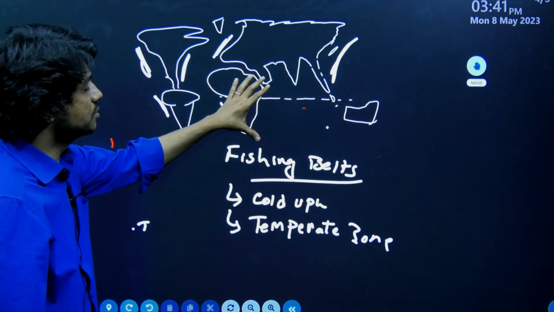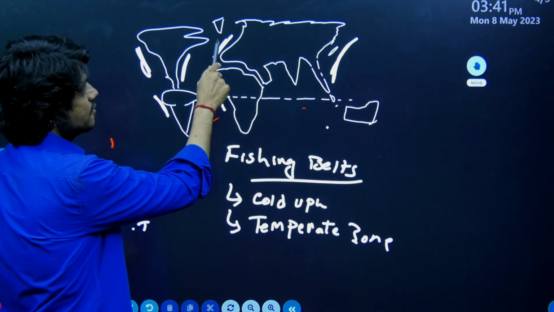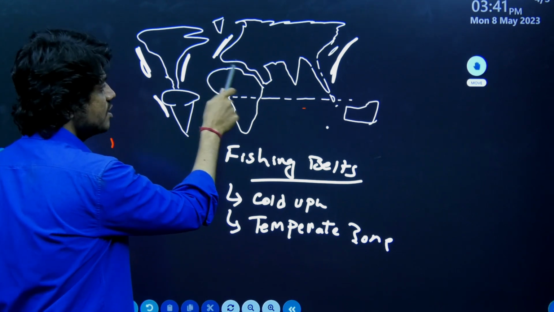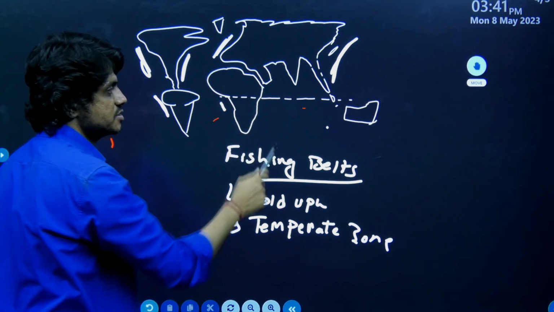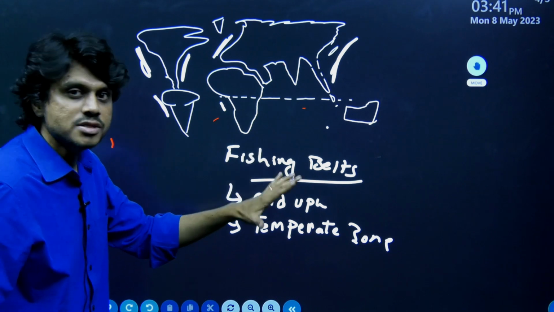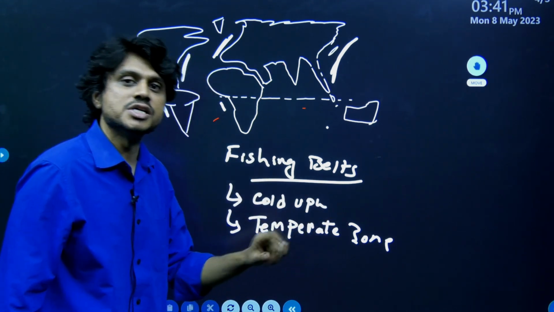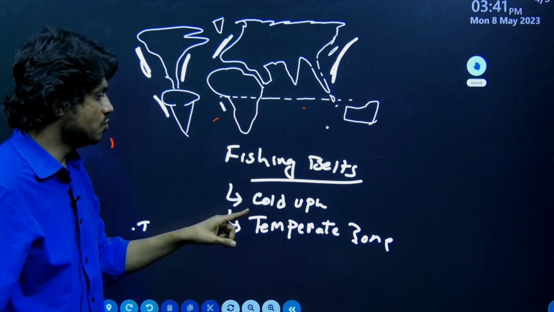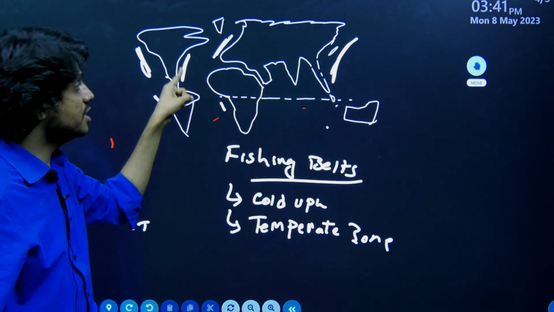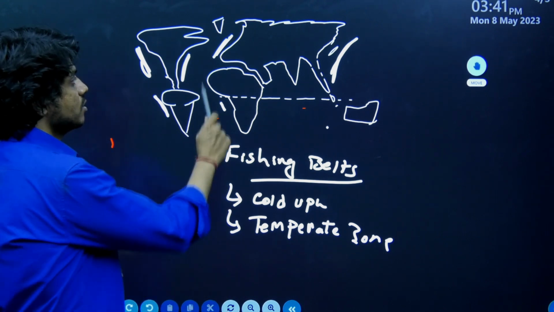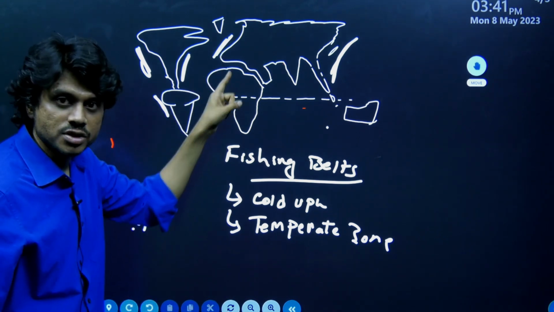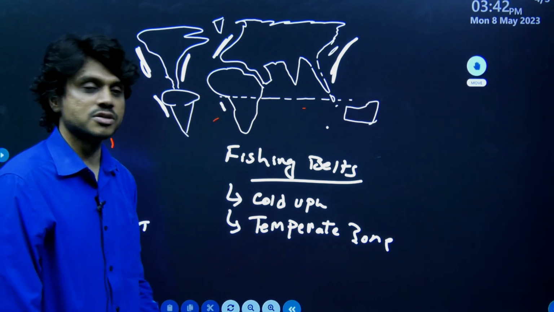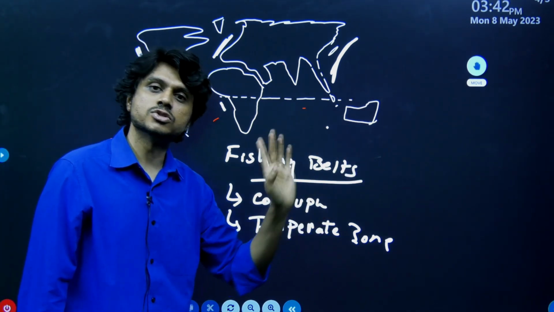And also if you observe, the fish varieties found in the temperate regions are very different from the fish varieties found in the equatorial regions. The major important challenge for the Indian fishing industry is geographical challenge. Firstly, we do not have such great fishing belts where such advantages are found in the temperate regions and also in the cold upwelling zones, the tropical regions. So we are not having those fishing grounds.